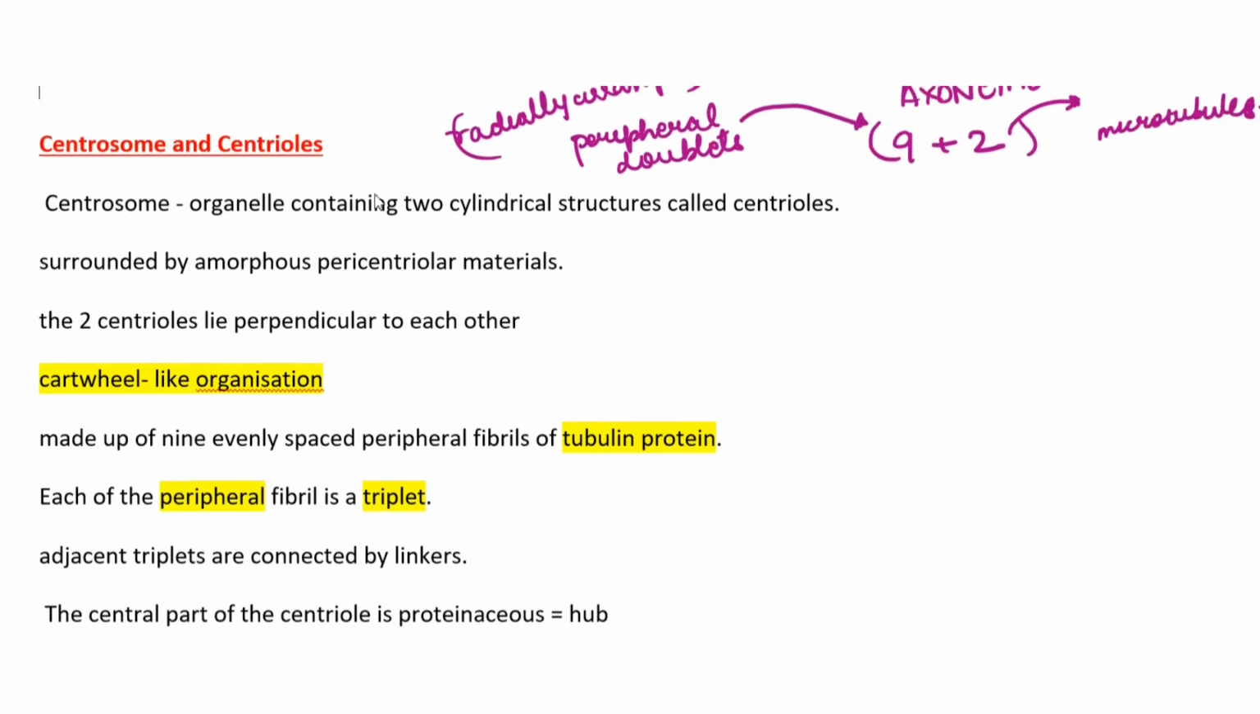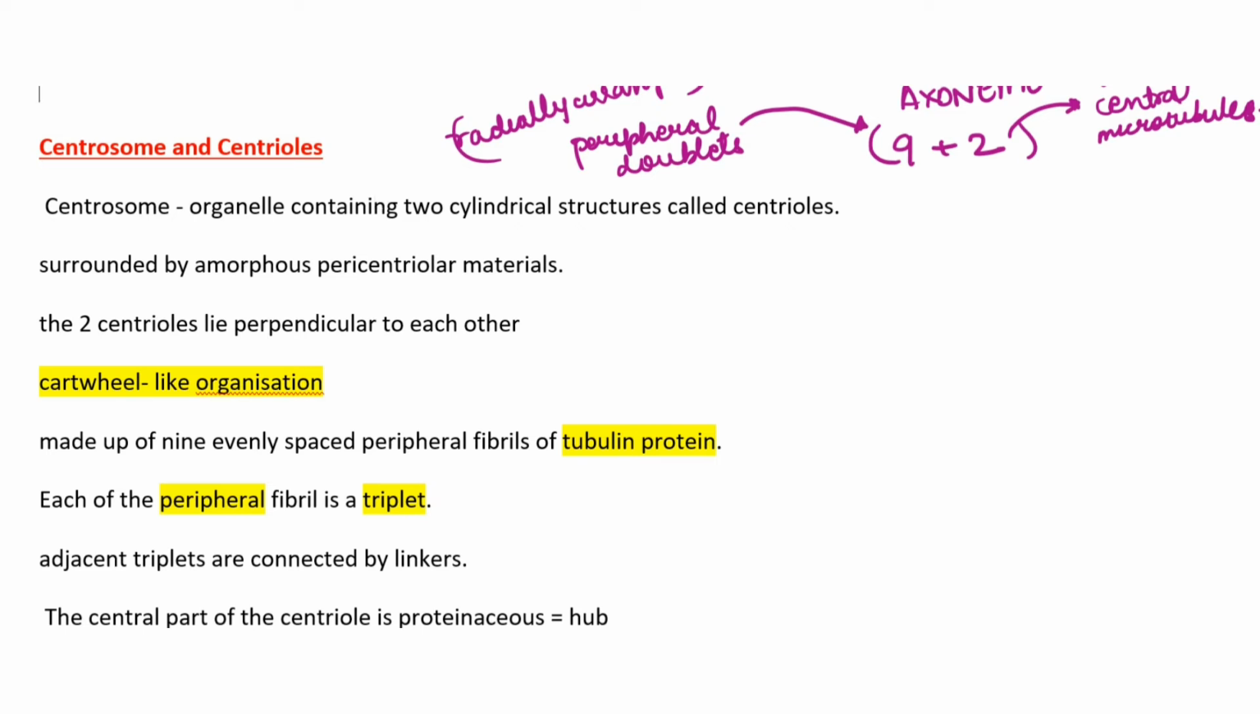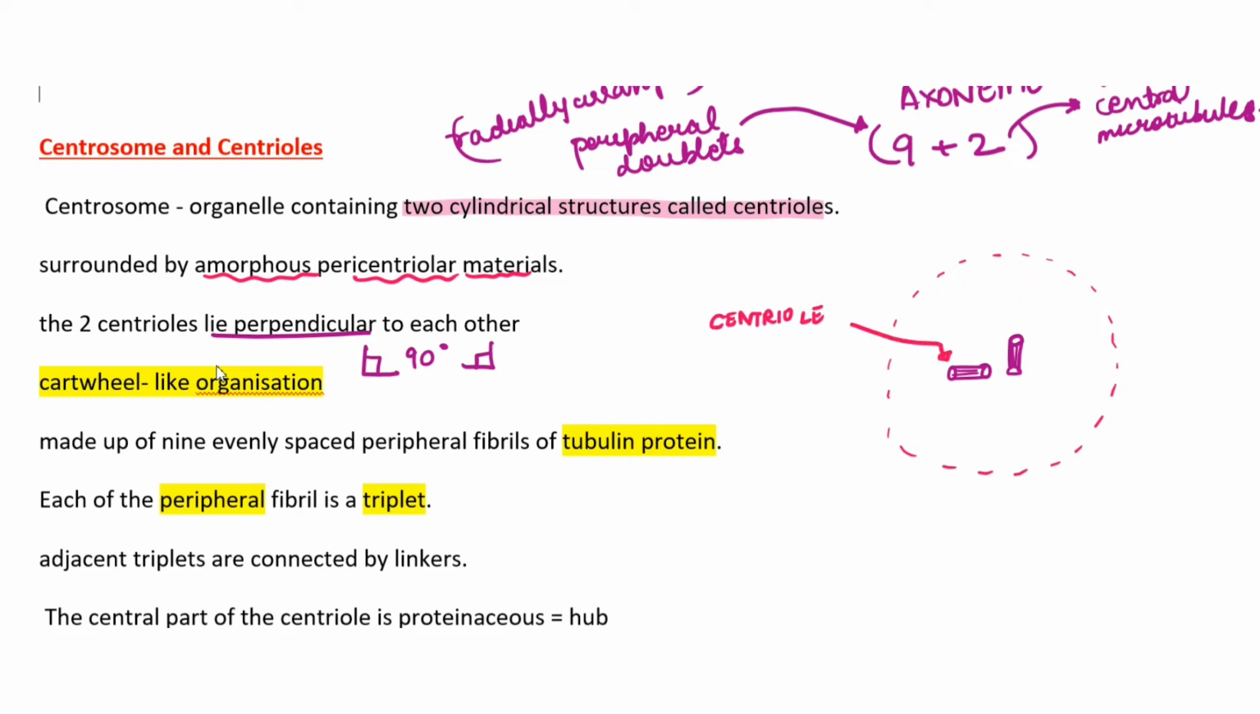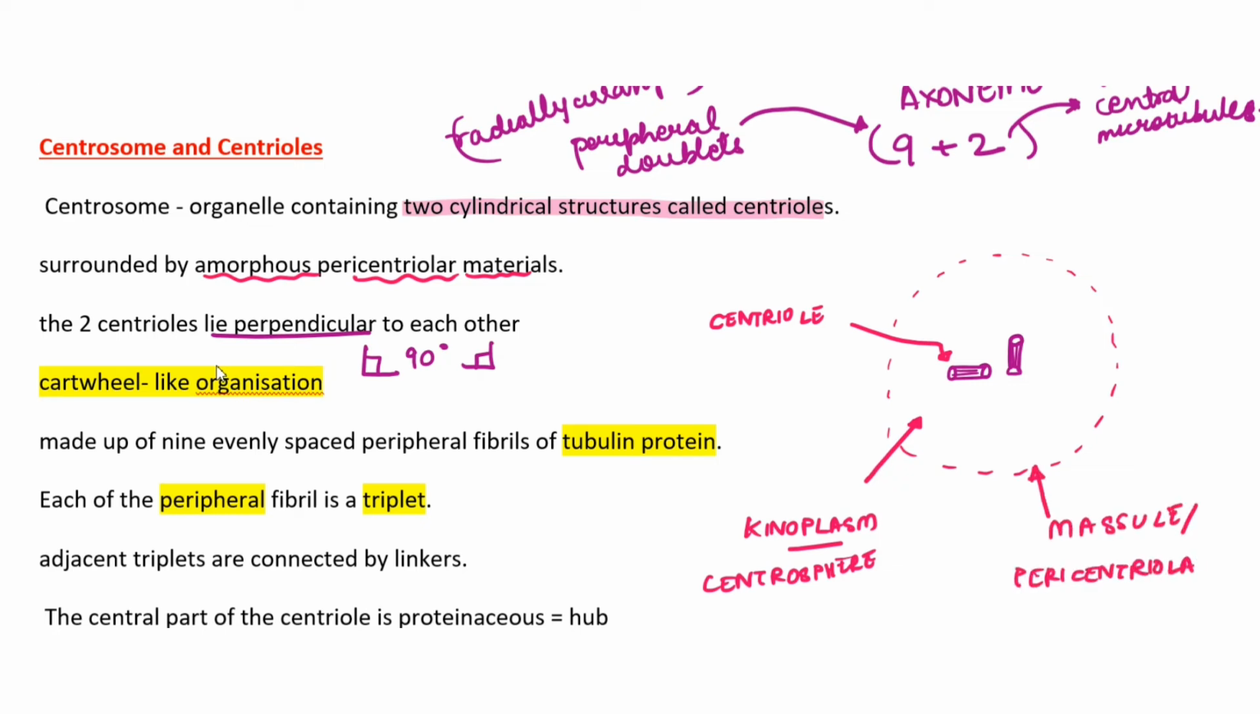Yes. So centrosome is an organelle which has two cylindrical structures known as centrioles, and it is surrounded by amorphous materials, and these two centrioles lie perpendicular to each other. So I will draw it so that you understand. This is the centriole, this is the kinoplasm or the centrosphere, the matrix, and this is the amorphous pericentriolar material or maculae, which is covering the entire thing. Understood? Now are you able to understand?